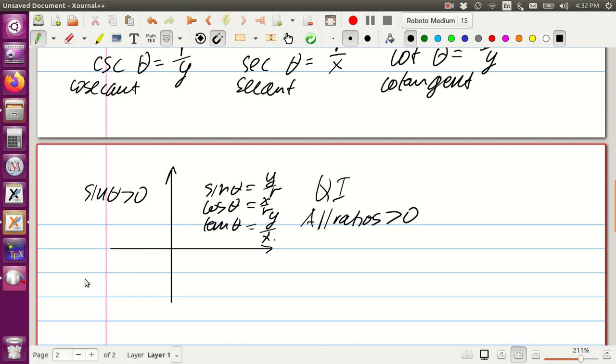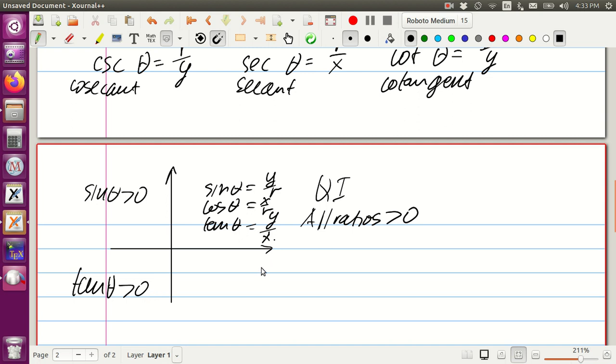So in the next quadrant, only tangent is positive. Why is that? Because y becomes negative, so the sine becomes negative. Cosine is negative because x is negative. And tangent, we divide one negative number by another negative number, so tangent becomes positive.